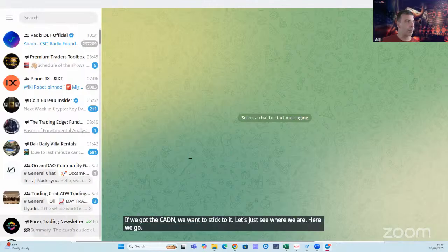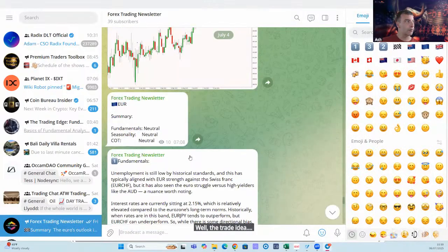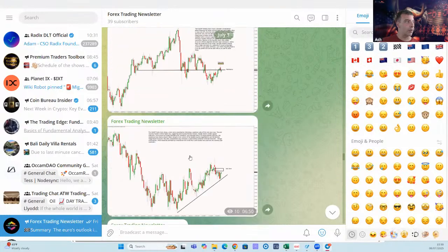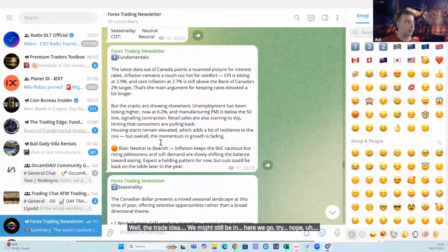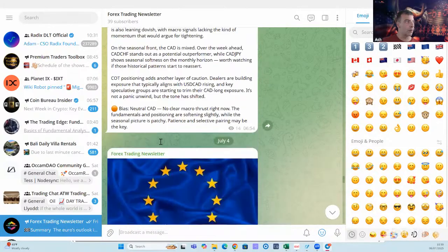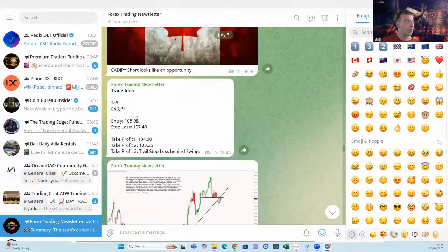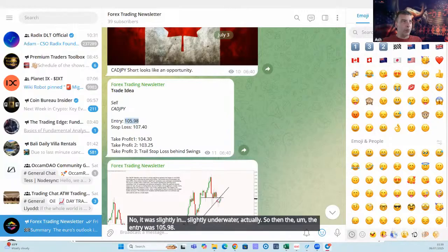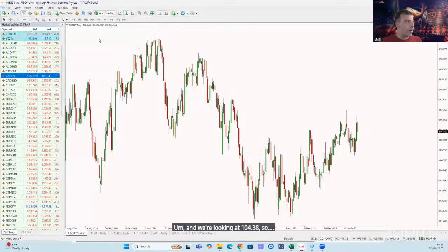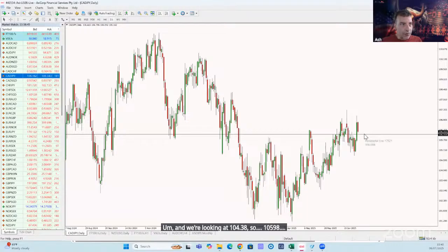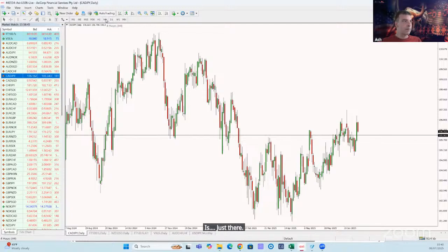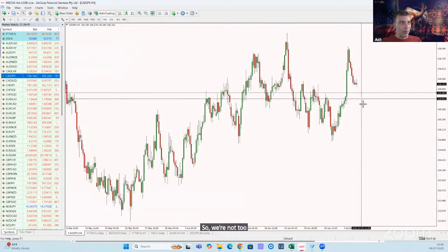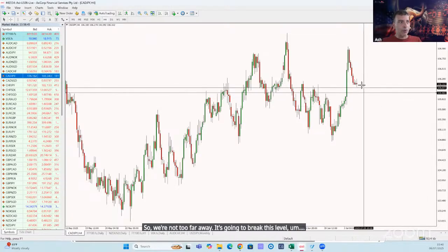Here we go. The trade idea. We might still be in. Here we go. No, we're slightly in negative, slightly underwater actually. So the entry was 105.98, and we're looking at 104.38. So 105.98 is just there. So we're not too far away. It's got to break this level before getting into this.